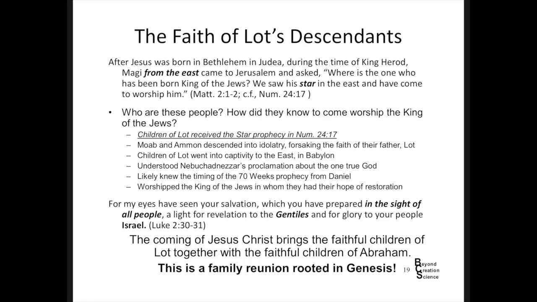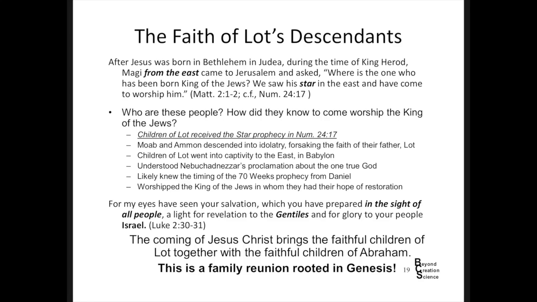"For my eyes have seen your salvation, which you have prepared in the sight of all people." The whole covenant creation awaited the Messiah of Israel. "A light for revelation to the Gentiles, and for glory to your people, Israel." And covenant creation helps us unlock the whole story about what is going on. Because I want you to meditate on that story. Because you know what that story means?